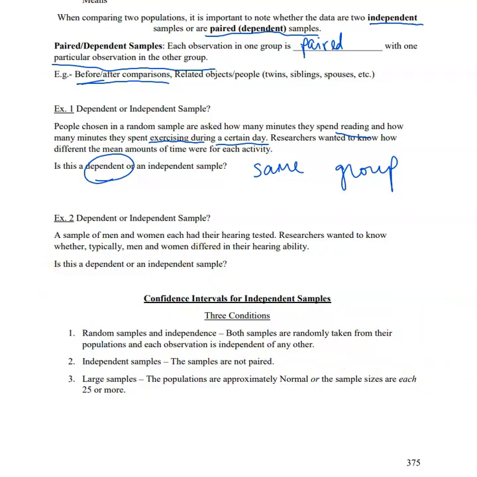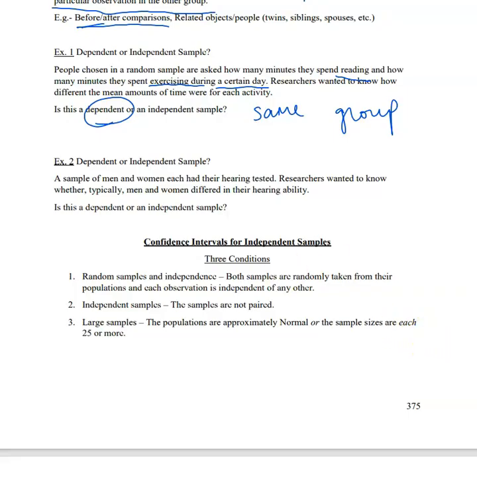The next question says, a sample of men and women each had their hearing tested. Researchers want to know whether typically men and women differed in their hearing ability. So assuming these are random men and women and they're not married couples or siblings or anything like that, then I would say this is an independent sample because we're dealing with two totally different groups and asking them the same question, or measuring their hearing ability in whatever test we're using. So assuming it's a random group of men and another random group of women, then I would say those are independent samples that we're looking at.